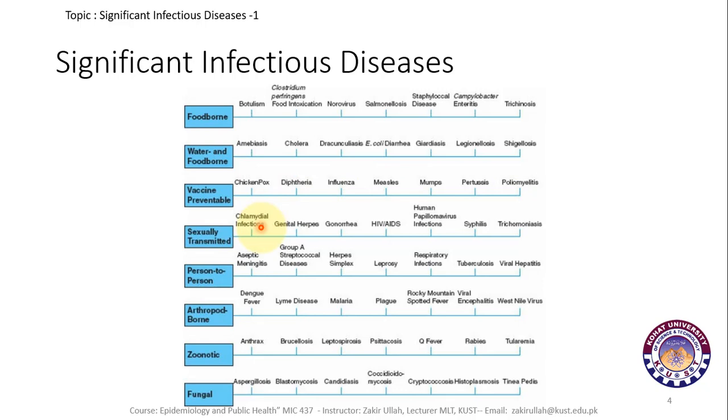The STDs, which are the infectious diseases spread by sexual contact, are chlamydial infections, genital herpes, gonorrhea, HIV, AIDS, human papillomavirus infections, syphilis, and trichomoniasis. The diseases which are spread by person to person contact include aseptic meningitis, group A streptococcal disease, herpes simplex virus, leprosy, respiratory infections, tuberculosis, and viral hepatitis.